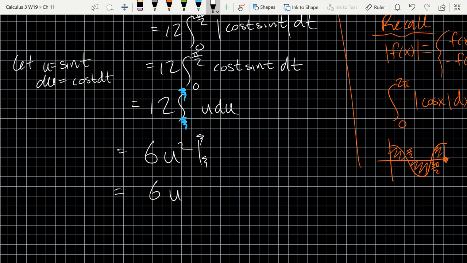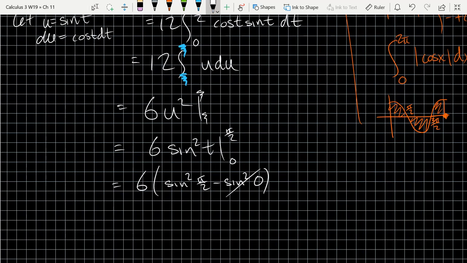So it'd be 6 sine squared from 0 to pi over 2. I have sine squared pi over 2 minus sine squared of 0. Sine squared of 0 is 0, and sine squared pi over 2 is 1. So the perimeter is 6. That seems kind of strange. I was naively expecting to see a pi somewhere in there. But again, we didn't find the perimeter of a circle. It was kind of distorted.